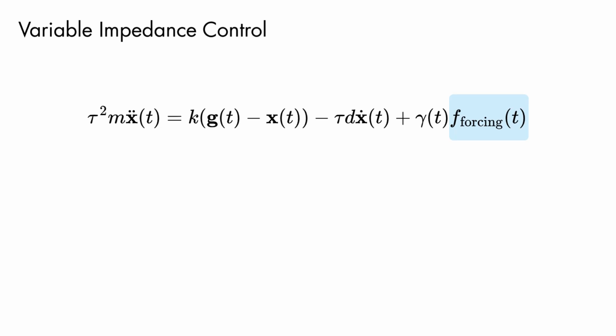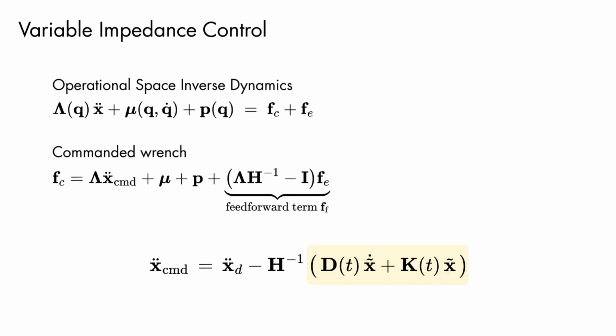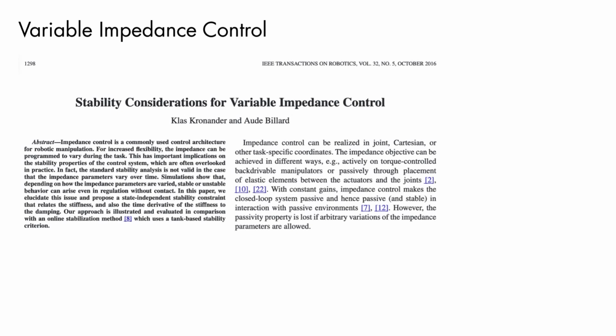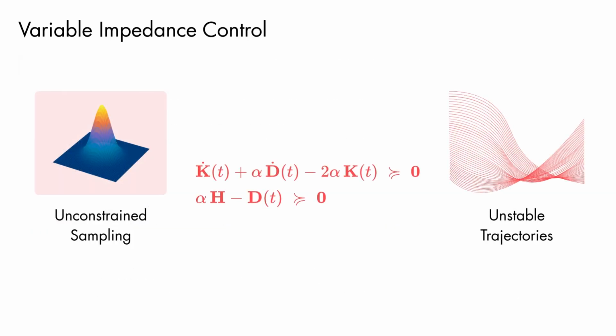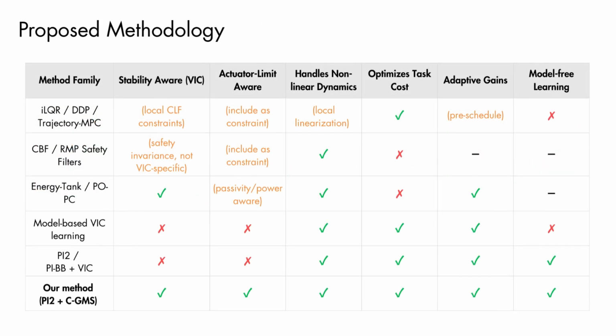While the forcing function shapes the path, the impedance profile governs how it's executed. But learning these gains is delicate. Unconstrained sampling can destabilize behavior, even if the motion is valid. C-GMS addresses this by optimizing both trajectory and impedance, with guarantees on stability and actuator feasibility.